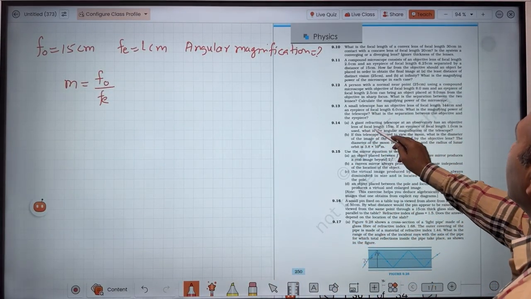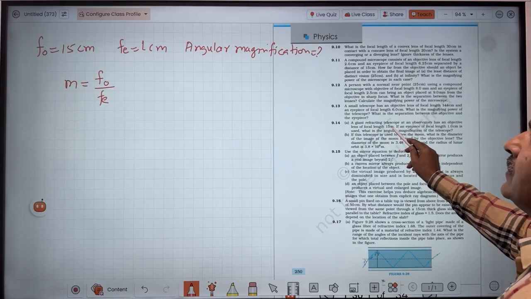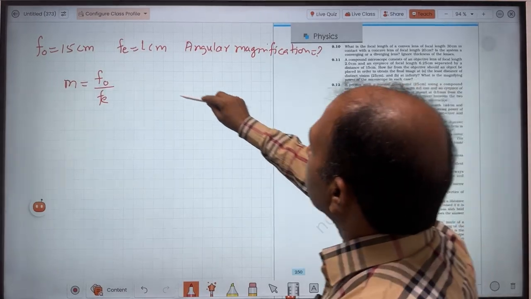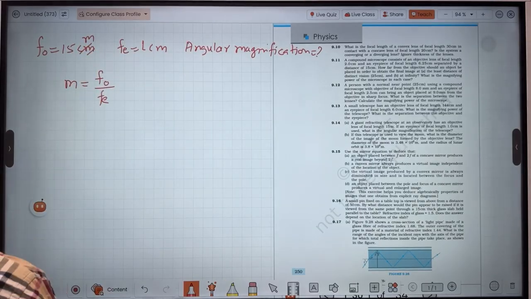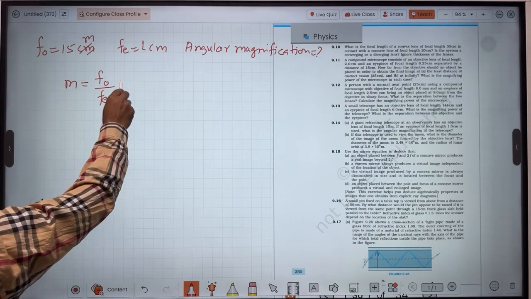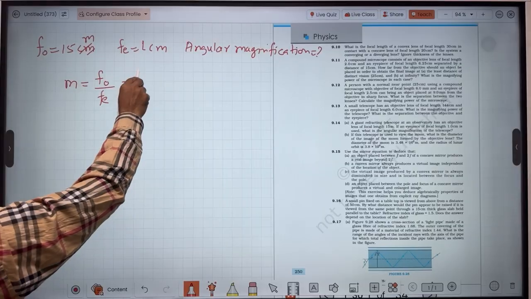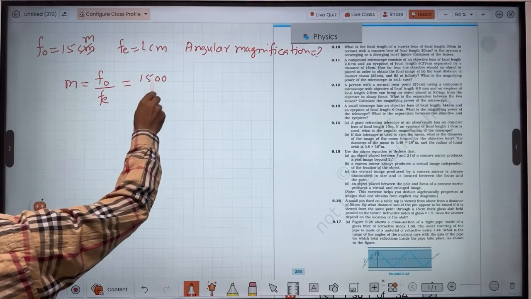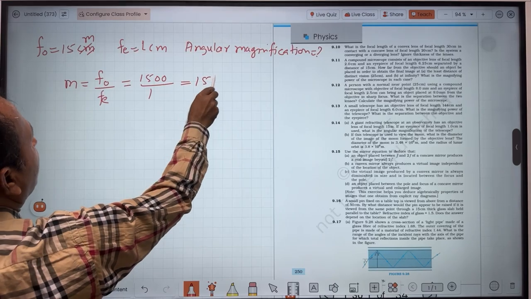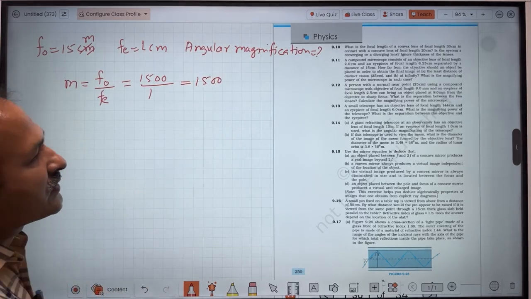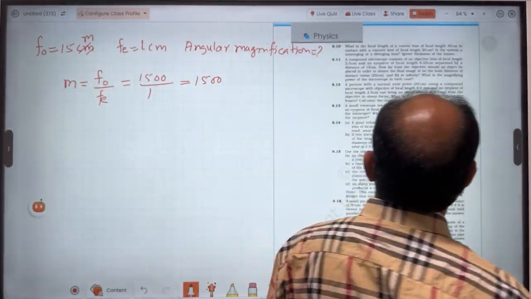I have read the question wrong. Here it is 15 meter, not centimeter. This is 15 meter, right? So now let's write the value of FO. So 1500 centimeter divided by 1 centimeter. So this gives 1500. So answer to first part is 1500.